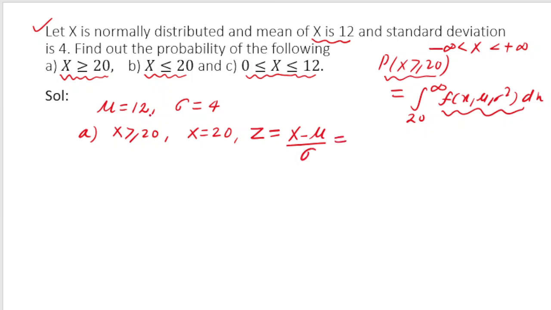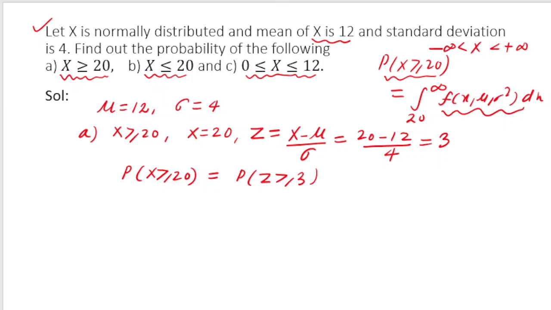So what is x here? That is 20. What is mu here? That is 12. And what is sigma here? That is equal to 4. So 20 minus 12 by 4, that is equal to 3. So if I have to calculate the probability for x greater than or equal to 20, actually I have to calculate the probability for z greater than or equal to 3. This is what we have to calculate.